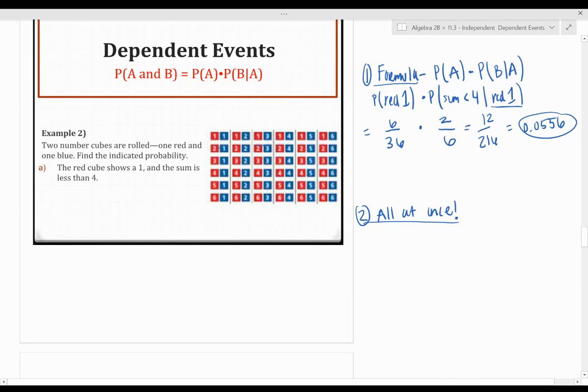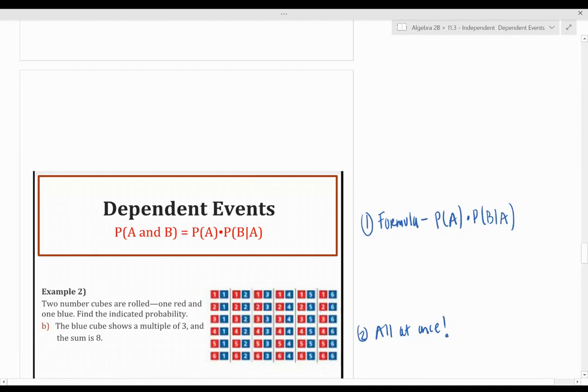Let's say I wanted to think about it out of all 36 outcomes at the very beginning. Out of those 36, I want to know how many of them have the red cube showing a 1 and the sum is less than 4. These are the only 2 outcomes out of all 36 that have both of those characteristics. And what do you know? That still gives me 0.0556 as my probability. Let's look at another one.